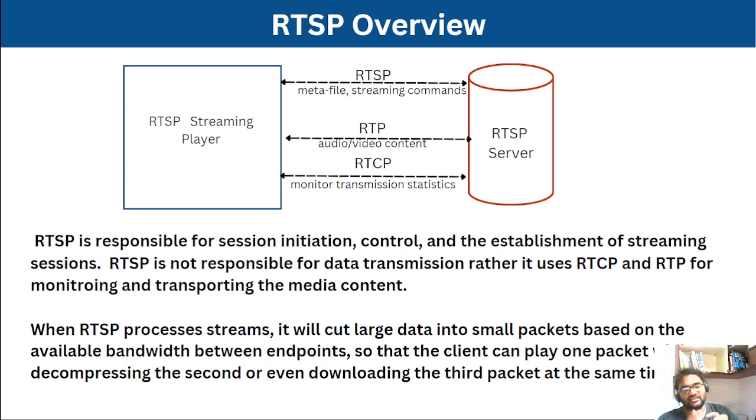So RTSP determines the actual stream, and it cuts the data into packets, and these packets will be transferred with the help of RTP from the server to the client, and the client actually decodes this and gives the information to the rendering machine or to the display. In parallel, the other packets keep coming from the server to the client.